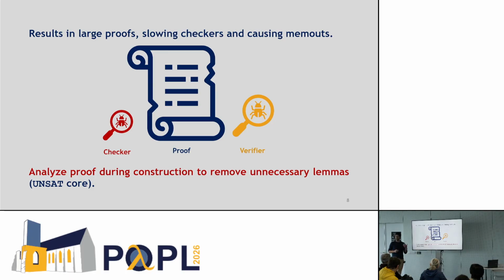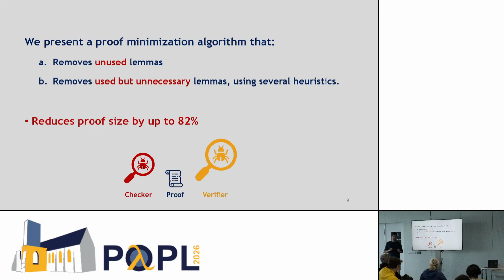It will slow down the checker, it will cause memouts. And what we focus on in this paper is an algorithm to analyze this proof in order to remove unnecessary lemmas. It's a process that's also known as unsat core extraction, again, in SMT and SAT solving. And it does so by two main processes. First, it removes lemmas that were learned but were not used. And second, it removes lemmas that were used but are shown to be unnecessary. And altogether, it reduces proof size by almost 82%. So this is in general.